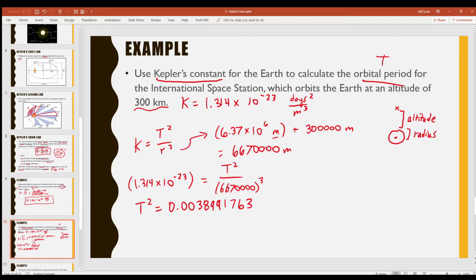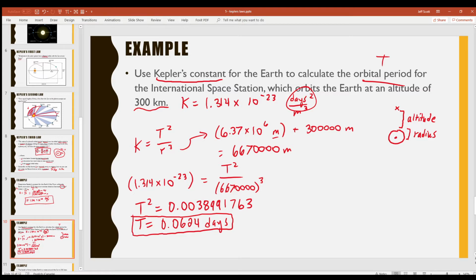To get to that final answer, we just need to square root both sides. Square rooting both sides here is going to give me 0.0624. And if you remember what our units were on our Kepler constant, we can figure that this T is actually going to be in days. That is our 3 sig digs we need, so that is a perfectly acceptable answer.